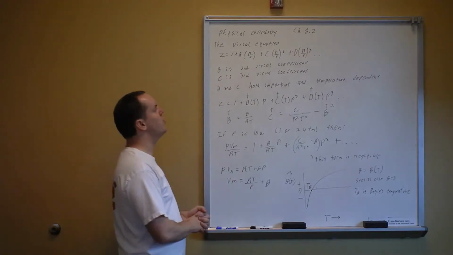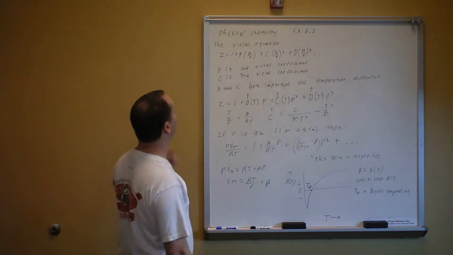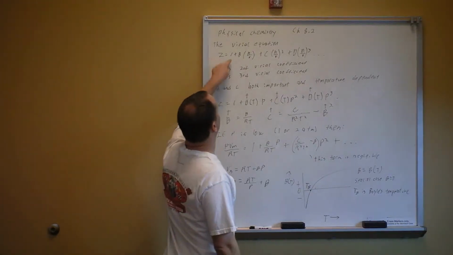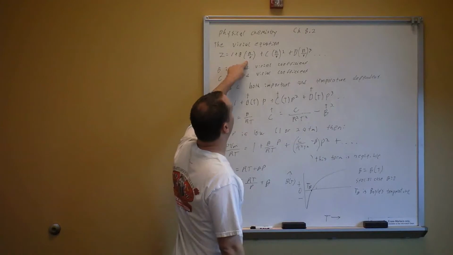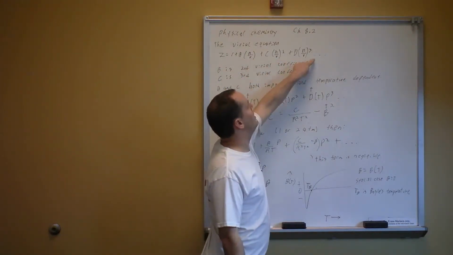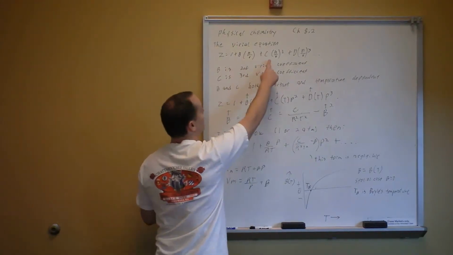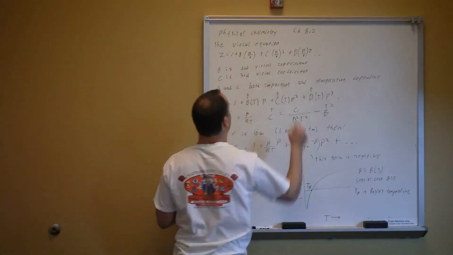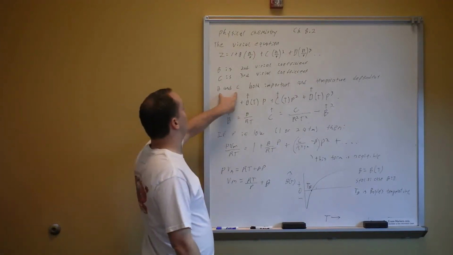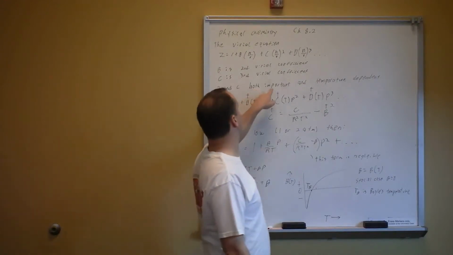This is Physical Chemistry, Chapter 8. We're continuing Section 2. Now we're just starting to talk about the Virial Equation. We should have that Z, the compressibility, is 1 plus B times n over V, plus C times (n over V) squared, plus D times (n over V) cubed, etc. So B would be the second virial coefficient, C would be the third virial coefficient, D would be the fourth virial coefficient, etc.